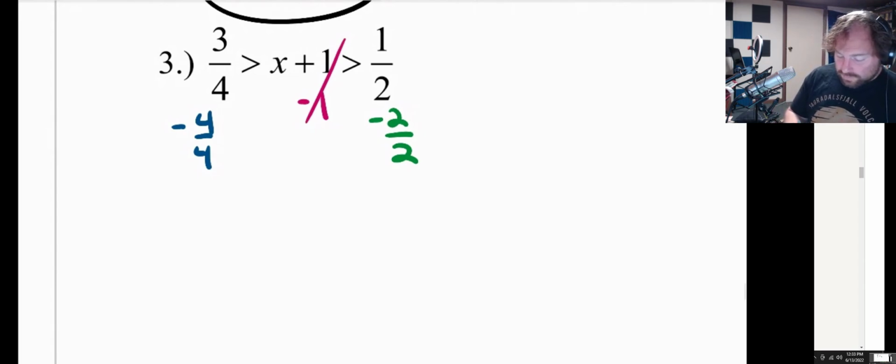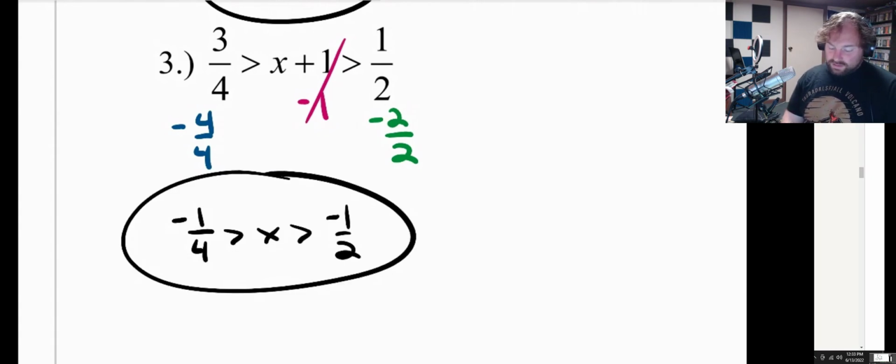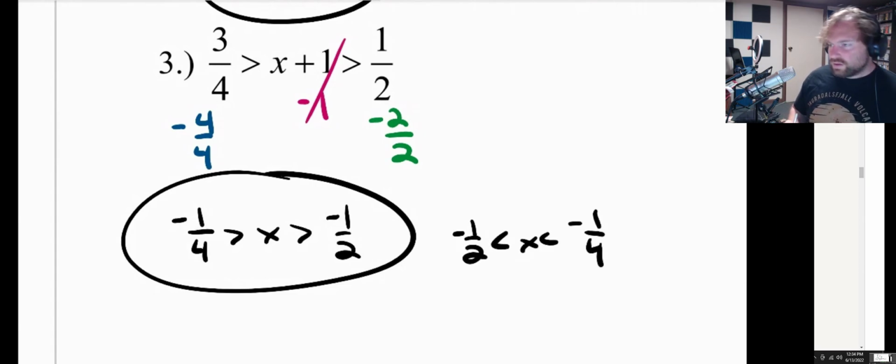So this is how I know 3/4 minus 4/4 is negative 1/4, which is greater than x. And then 1/2 minus 2/2 is negative 1/2. And there you go. X has to be, looks like less than negative 1/4, but also greater than negative 1/2, which does make sense. It's a little bit backwards. I would often see this one written as negative 1/2 less than x less than negative 1/4, but that's the same answer, just flipped around.